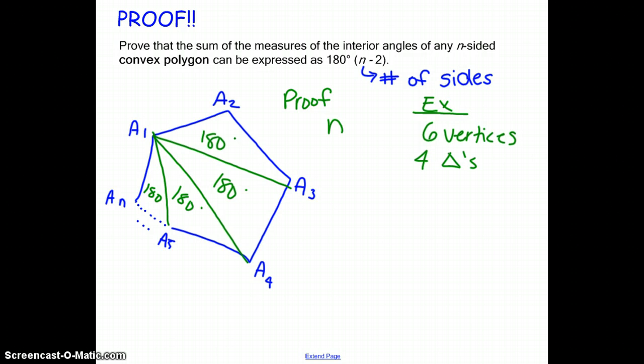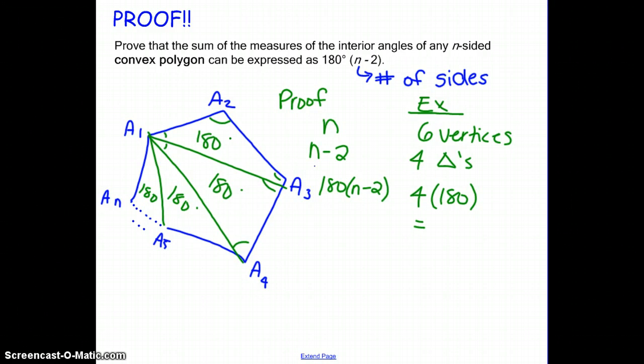Okay, and if each triangle is 180 degrees, that means 4 times 180 would give me the total interior angles. Now another way of doing this is there's 2 less triangles than vertices. So I could also write, if n is my number of vertices, n minus 2 is my number of triangles. And each triangle is 180 degrees, so 180 times n minus 2 is your proof. So now this is the formula that we are going to be using.